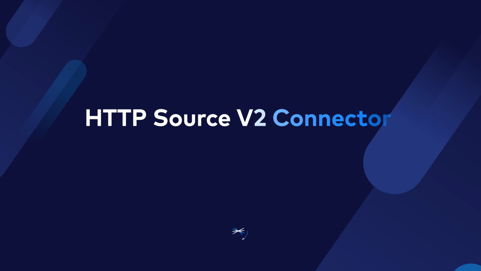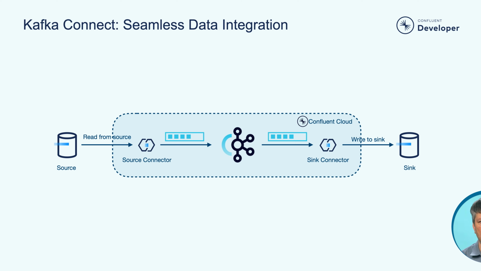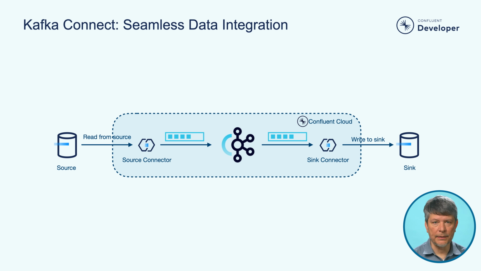Kafka is great at moving data, but the real magic happens when we integrate it seamlessly with the rest of our ecosystem. That's where Kafka Connect shines. Instead of writing custom producers and consumers for every system, connectors let us stream data in and out of Kafka with minimal effort. Think of it as plug-and-play data movement.